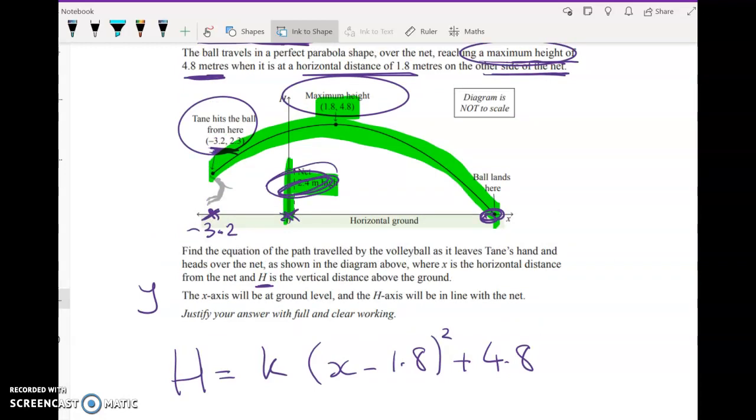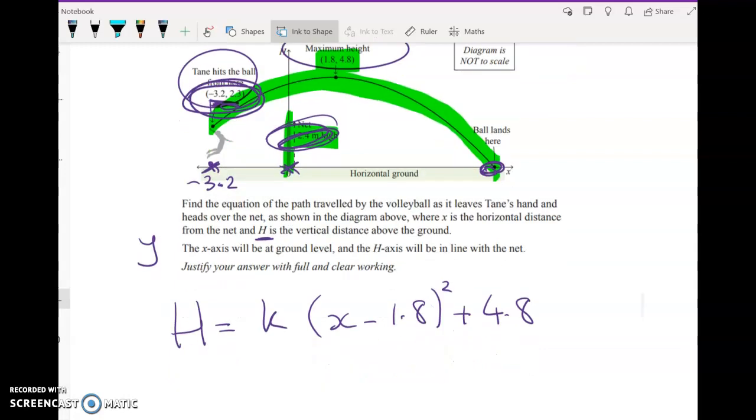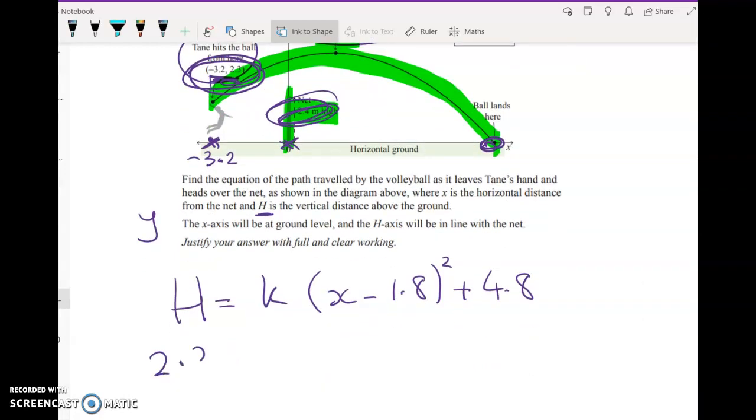This is no use to me. This net is not on my curve, right? Otherwise the volleyball would get stuck. This point is what I'm going to use. So I'm going to substitute in 2.3 for h, and I'm going to substitute in negative 3.2 for x. So negative 3.2 minus 1.8, squared, plus 4.8.